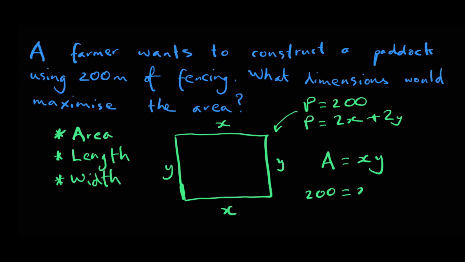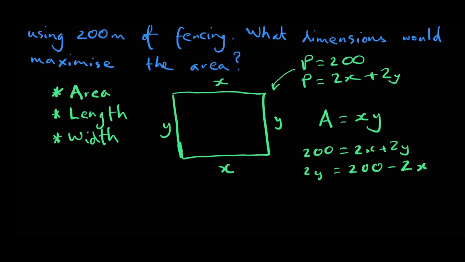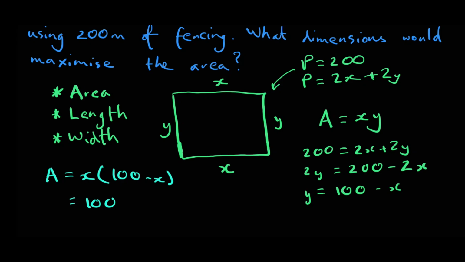So if 200 equals 2x plus 2y, that means that 2y equals 200 minus 2x. And if you divide everything by 2, y equals 100 minus x. So now that we have y in terms of x, we can rewrite area as x times (100 minus x). And then you can turn that into 100x minus x squared.